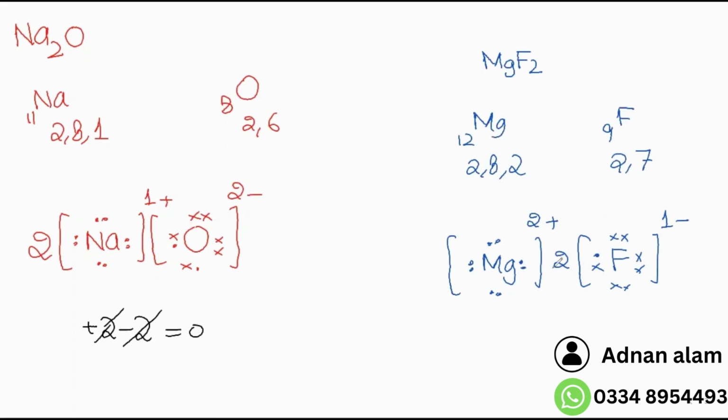So as a result, a dot and cross diagram will be developed. The net positive charge is 2 plus, and the net negative charge is 2 minus. The overall charge is 0. So the overall charge should be 0 for the dot and cross diagram to be correct.